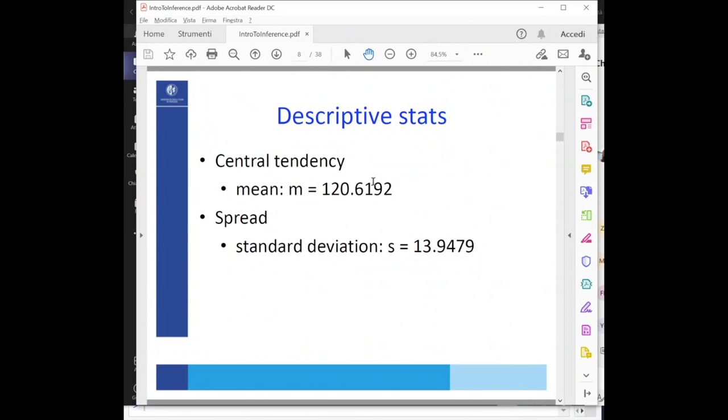So we have a mean for the sample that is 120.6. So it is very close to 120, but it is not equal to 120. This is important. Very close to, but not equal to. And we have a standard deviation which is very close to 12, but not equal to 12. Right? So, now that we have seen the sample, what do we say about the population? So, what is mu and what is sigma?